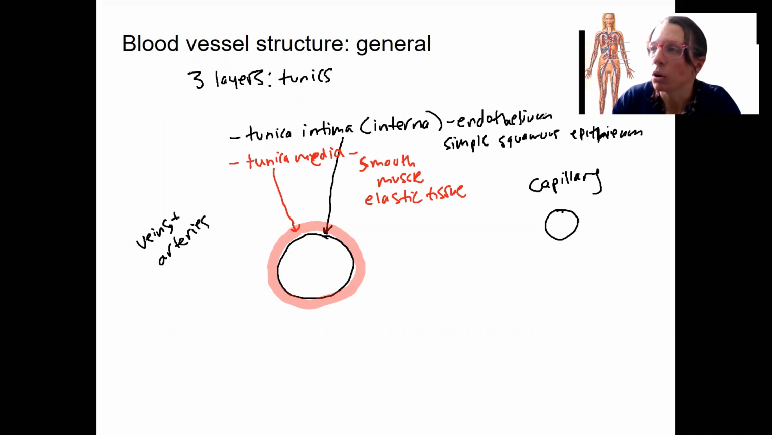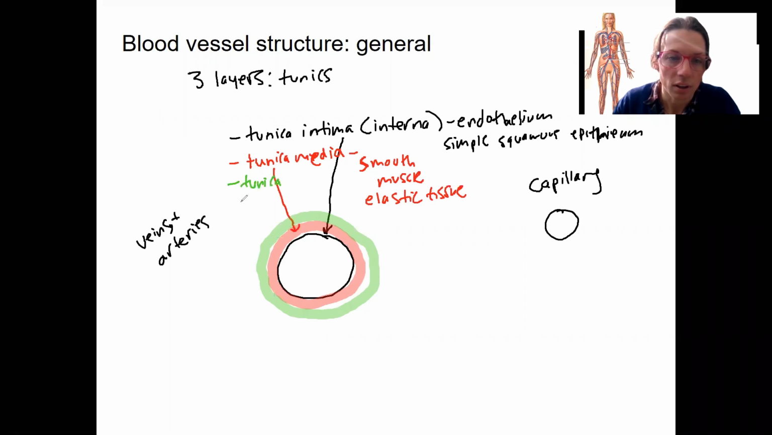All right, now we've got one more. We've got the outer layer. So we've got the tunica... what do you think? It's going to be externa. Externa, outside. Tunica externa is fibrous. So what does that mean in terms of what it's made out of? It's going to be made out of connective tissue, collagen.